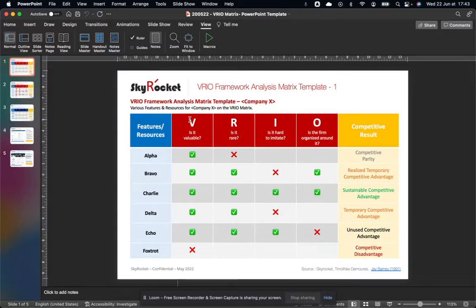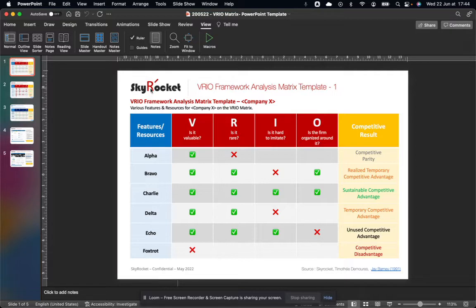Today we're going to go over quite a simple and classic strategy framework called VRIO. I think most of you guys have heard of it. VRIO is a strategy analysis framework focused on analyzing the key resources and features of a given organization so you can see if it's a sustainable competitive advantage or not for your company.